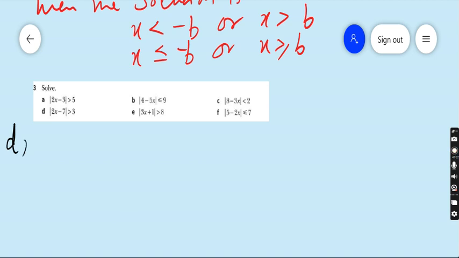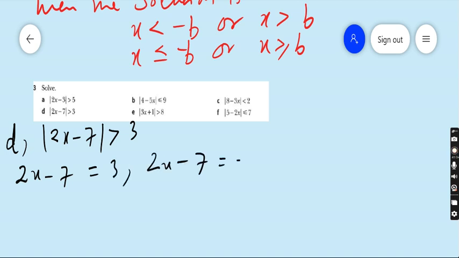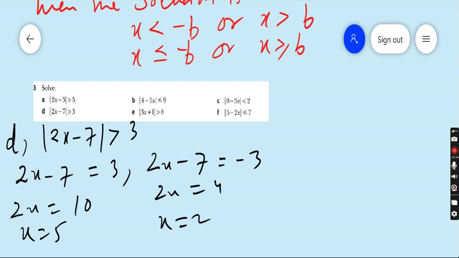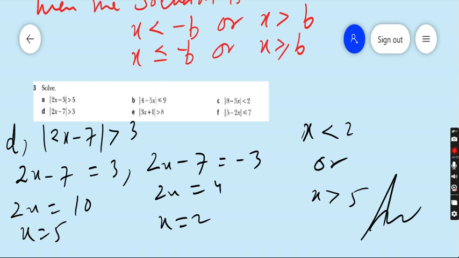Part D: absolute value of 2x minus 7 greater than 3. 2x minus 7 is equal to 3, and 2x minus 7 is equal to -3. 2x is equal to 10, x is equal to 5. 2x is equal to 4, x is equal to 2. Because the greater than sign is present, our answer is x less than 2 or x is greater than 5. This is our final answer. Move to part E.